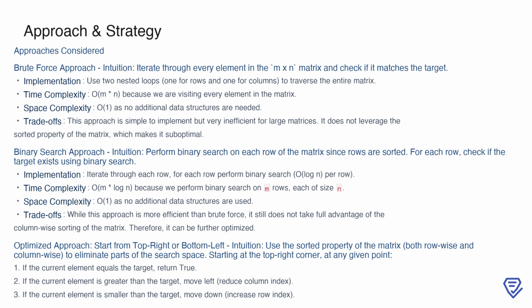Finally, we arrive at the optimized approach, which makes full use of the matrix's properties. By starting at the top right corner, we can systematically eliminate portions of the search space. If the current element matches the target, we're done. If it's greater than the target, we move left to decrease the value. If it's smaller, we move down to increase the value, thus narrowing our search range effectively.